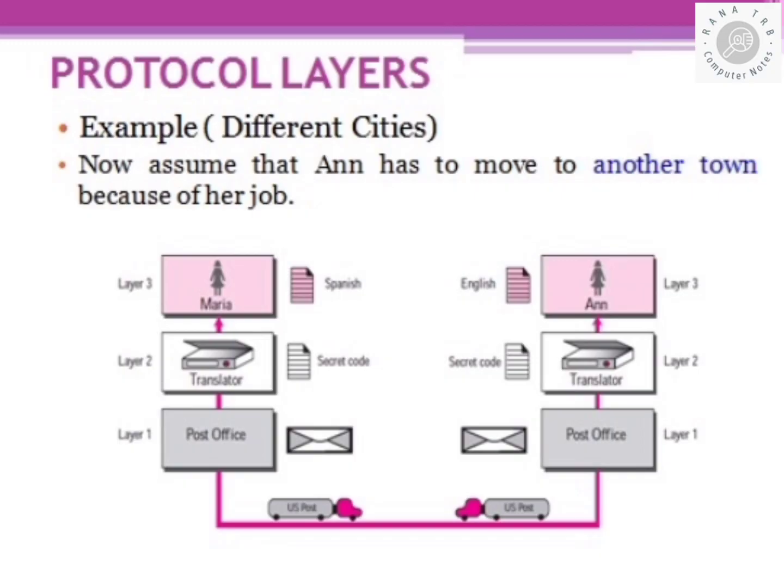Here, in different layers, they are using different layers of protocol rules for communication purposes. In layer 1 there are post offices, in layer 2 there are translators for security code purposes, and in layer 3 there are Maria and Anna, where Maria's Spanish language is converted into English so that it is understandable by Anna. So these are some of the uses of the protocol, that is, for communication purposes.